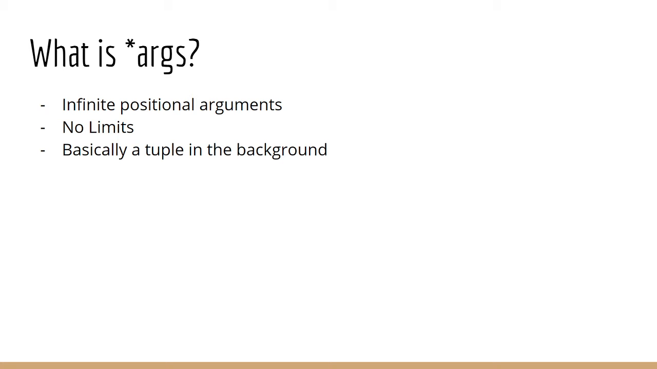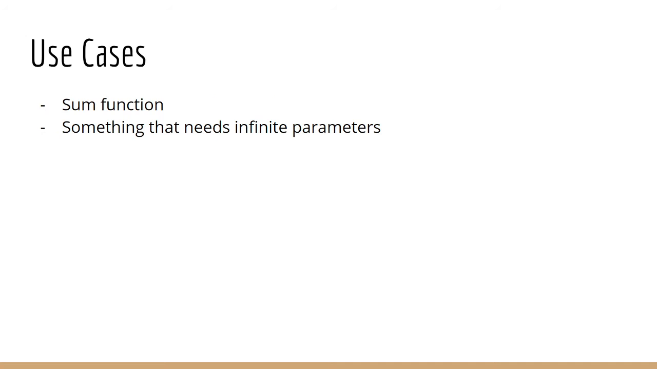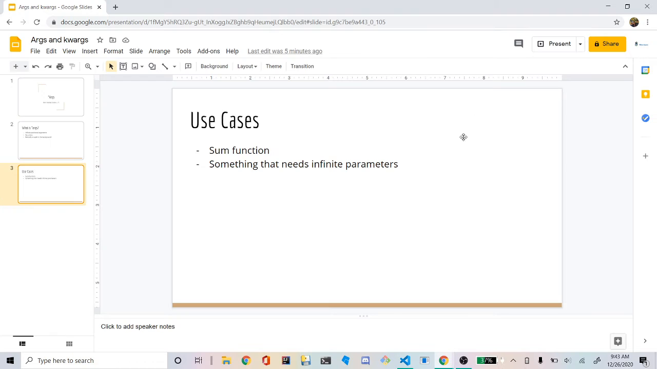So what is args? Args is an infinite positional argument. Basically, when you pass args into a function, it allows no limits for the input. So it is basically a tuple in the background. Some use cases for this are a sum function. If you create a sum function, you won't have to create a separate sum function for 2 numbers, 3 numbers, 4 numbers. You can just create one with args. So now, why don't we go and actually see this in use?